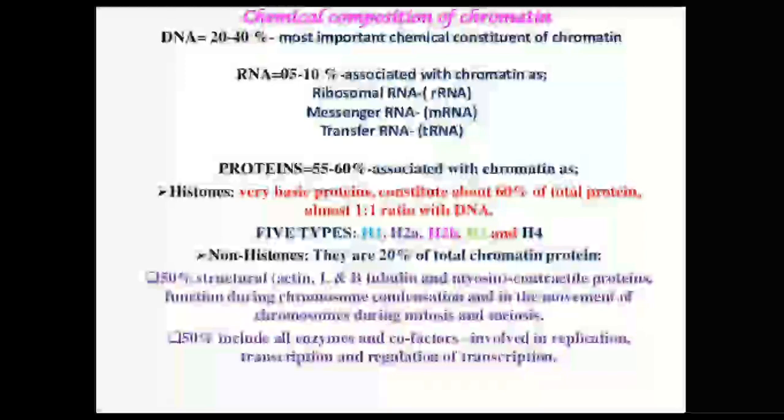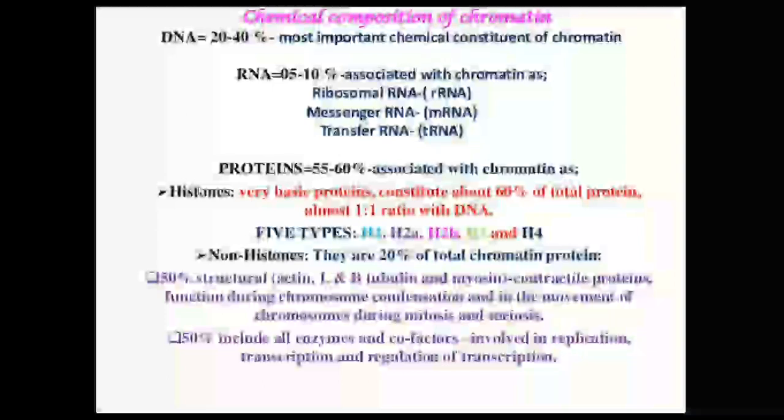RNA is about 5 to 10% of the chromatin fibers, and 55 to 60% of chromatin is histone proteins. Histone proteins are very basic proteins present in chromatin, and histones occupy 60% of the proteins. Histone is also a very basic protein. So finally, of the 100% proteins present in the chromatin, histones occupy 55 to 60%.